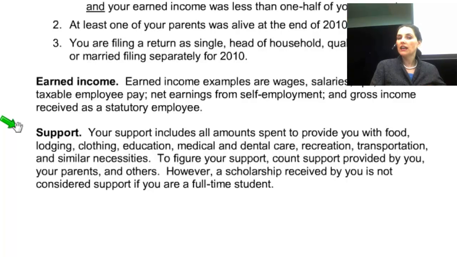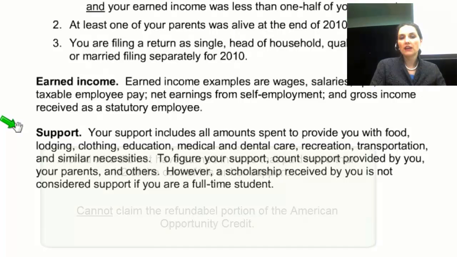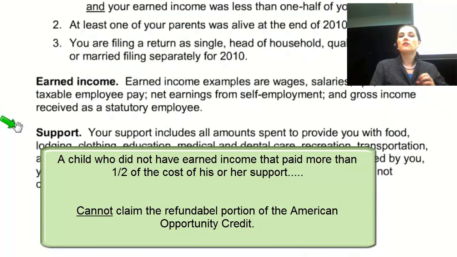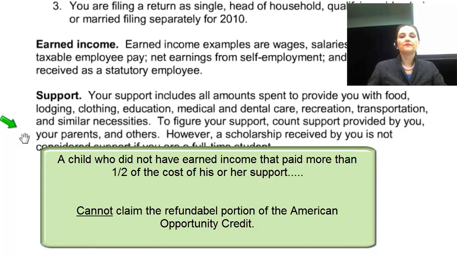The IRS is saying that's okay for the non-refundable portion of the credit. But to claim the refundable portion of the credit, Junior would need to show that he used his own earned income to provide support and that it was more than half of his support. If he cannot show that his own income paid for more than half of his own support, he cannot claim the refundable portion of the American Opportunity Credit.